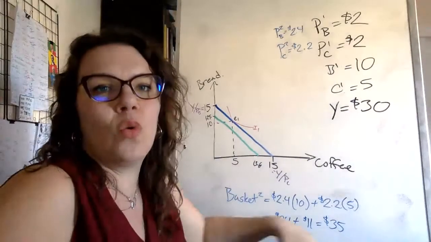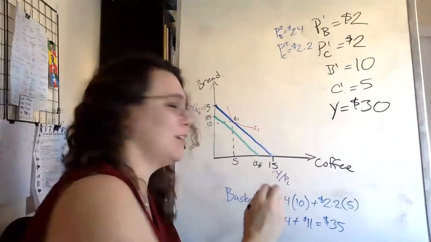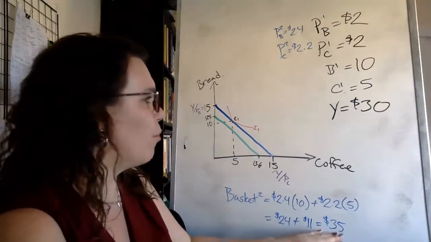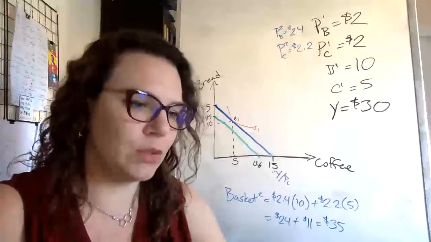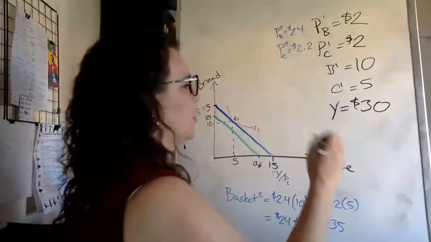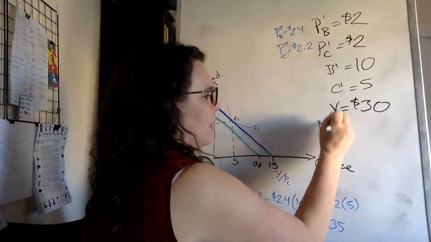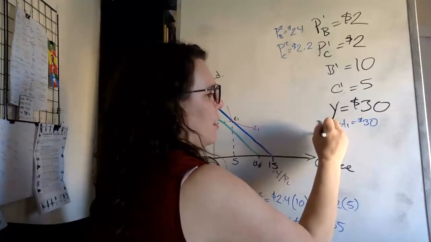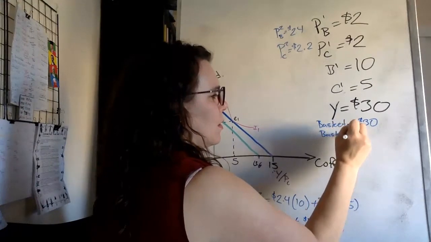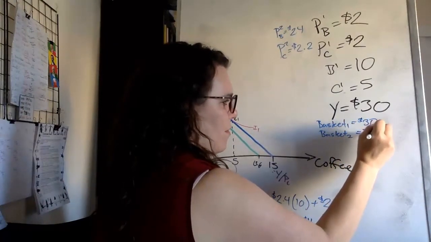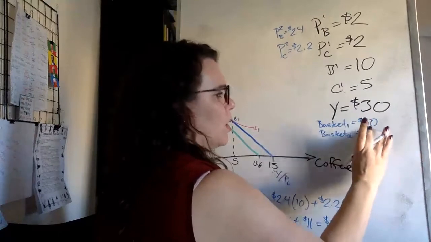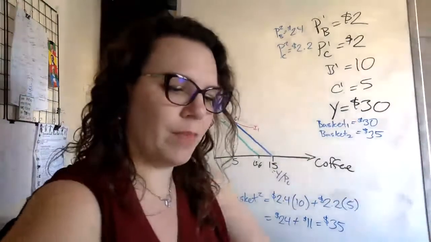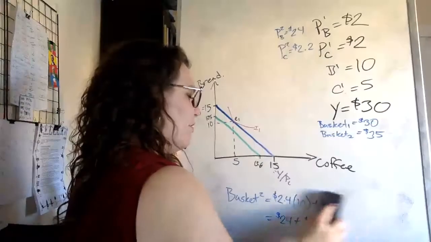So now we have graphed the consumer's new budget constraint given the change in prices. We've calculated the price of the basket of goods in period 2. And I'm going to go ahead and stick this up here. So we have the basket in period 1 was worth $30. And in period 2, it was $35. Woo. So if we want to give our consumer a cost of living adjustment, we need to know what the inflation rate was.